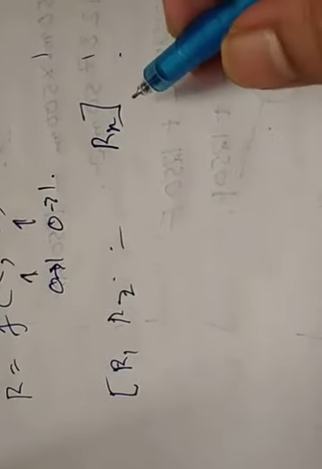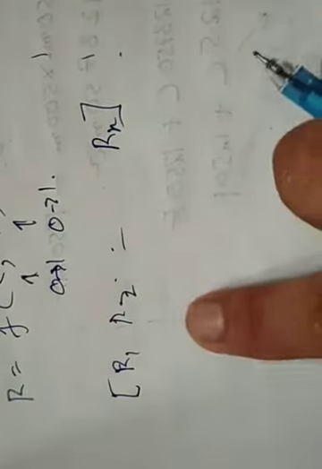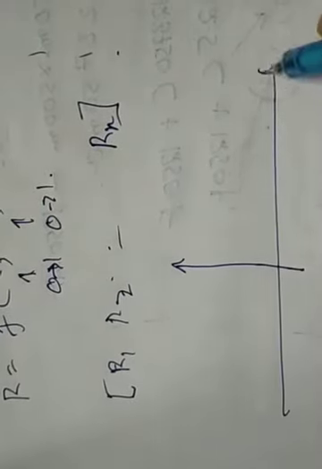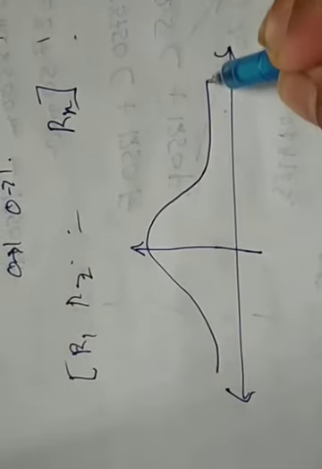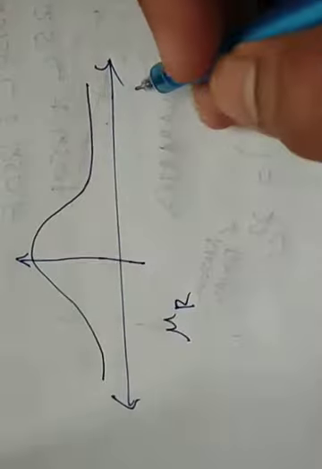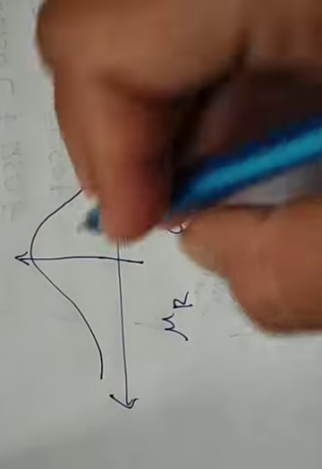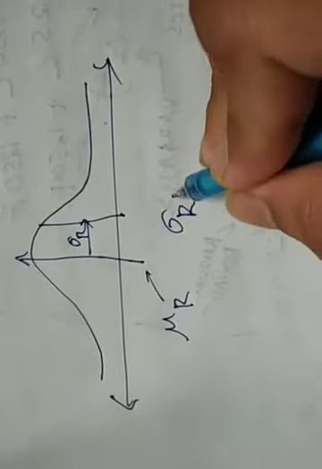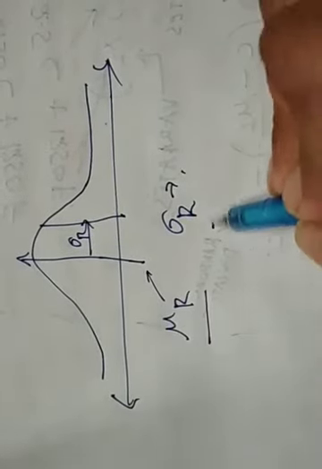The more data points you assume, definitely the more will be the accuracy. Now, using this, you can make a distribution of R, something like this. With that you can find out mu R, the mean of R, and you can also find out sigma R, the standard deviation. So this is mu R and this is sigma R.